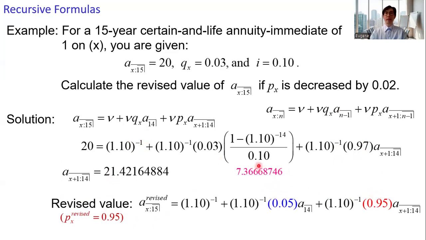We have the value for a angle 14. And we have calculated the 14-year certain and life annuity immediate here. And upon calculation, we get the revised value, 19.7445. And this completes the problem.